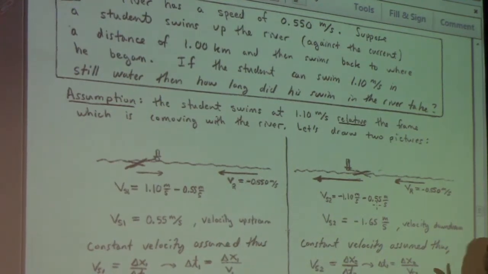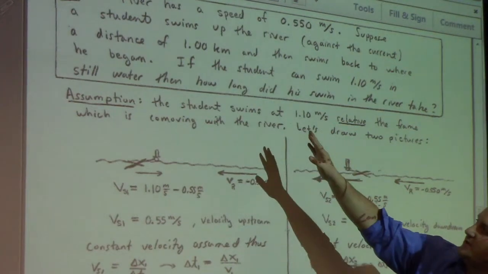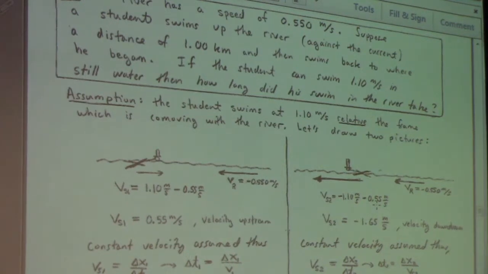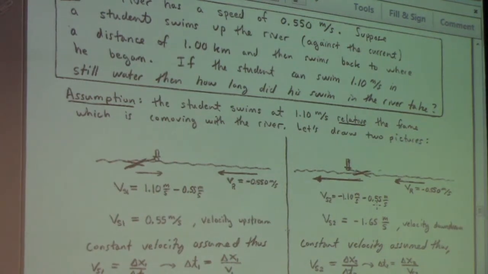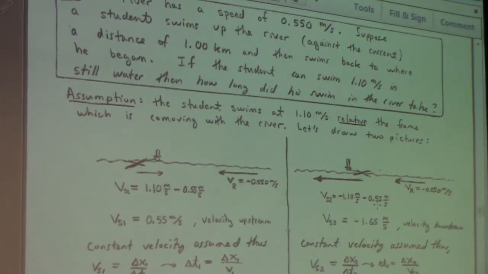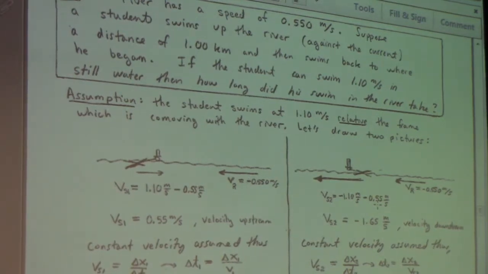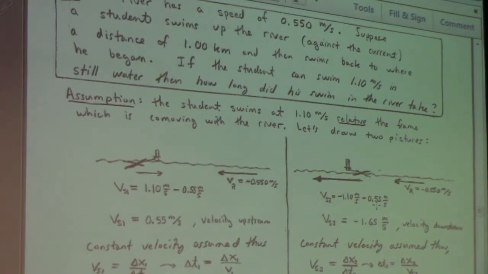So when he's going upriver, I'm analyzing this with respect to what frame of reference, the ground frame of reference, right? So when he's swimming upriver, the river is going this way, 0.55 meters per second. He's swimming relative to the river, 1.1 meters per second. So what's his effective speed relative to the ground when he's swimming upstream? 1.1 minus 0.55 meters per second.